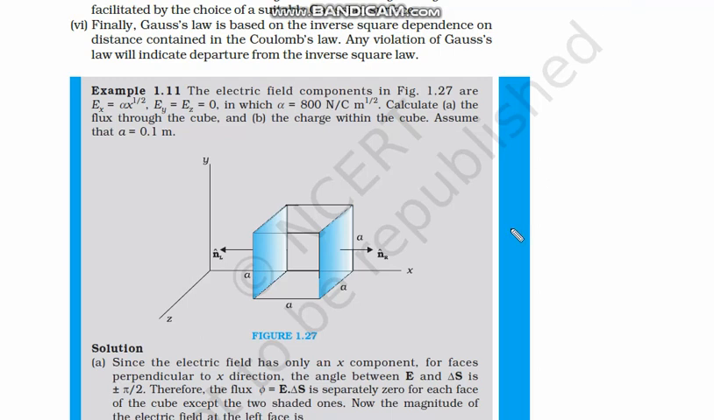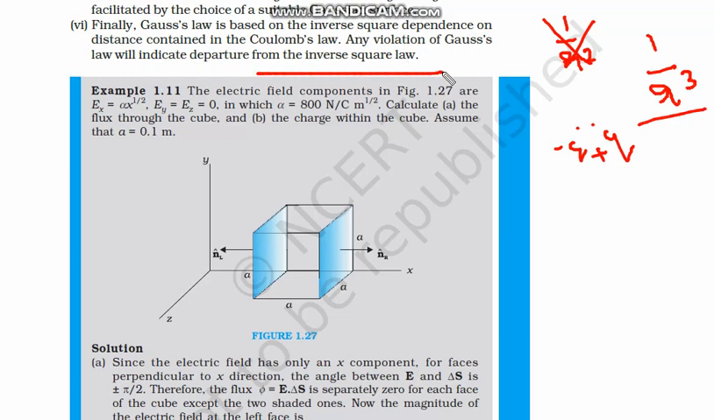In the final property, I told you that Gauss law cannot be applied for a dipole. Why? Because dipoles do not obey the 1 by r square law, that means the inverse square law. Suppose this is a dipole, this is minus q and this is positive q, and there is a small distance. For that, the field does not vary as 1 by r square. We saw that the field varies as 1 by r cube. So that is a departure from the inverse square law, so Gauss law cannot be applied for a dipole.